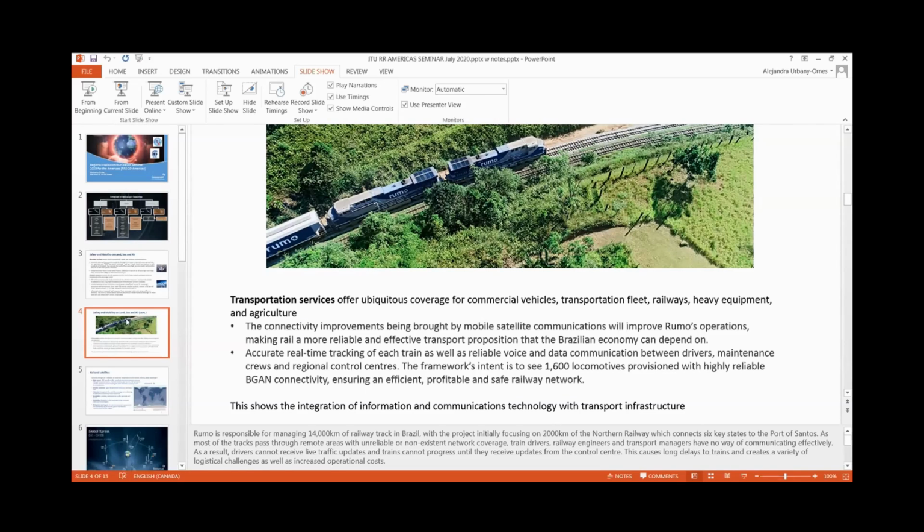The connectivity has been very important to them, because they are going through remote areas that don't have a reliable network. So accurate real-time tracking of the trains is very important, as is the communication between the drivers, the maintenance, and the regional centers. This has been provided with L-band in this case, and that ensures a safe and more profitable railroad network. What I just wanted to remark is the integration of information communication technology with the transport infrastructure in all 3 areas.